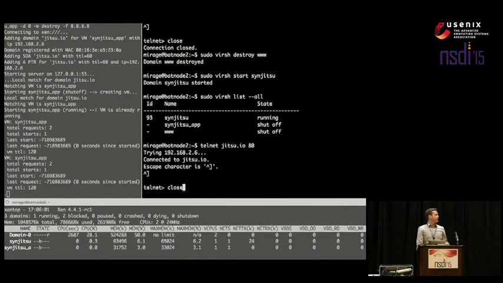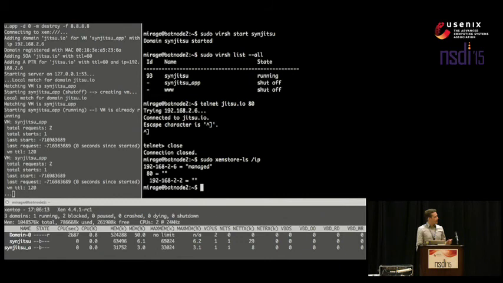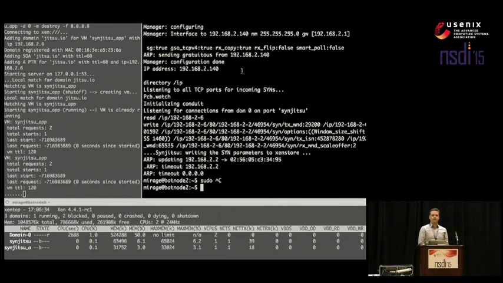when the initial SYN came in, the app hadn't completed its boot process yet, but Synjitsu captured the SYN, and when the unikernel was ready 50 to 100 milliseconds later, it picked up the SYN from XenStore, which looked something like this. This is what the serialized format of the SYN looks like. And it injected it into its TCP/IP stack, and that triggered a SYN-ACK, which was sent back to the client. So that's basically how it works.